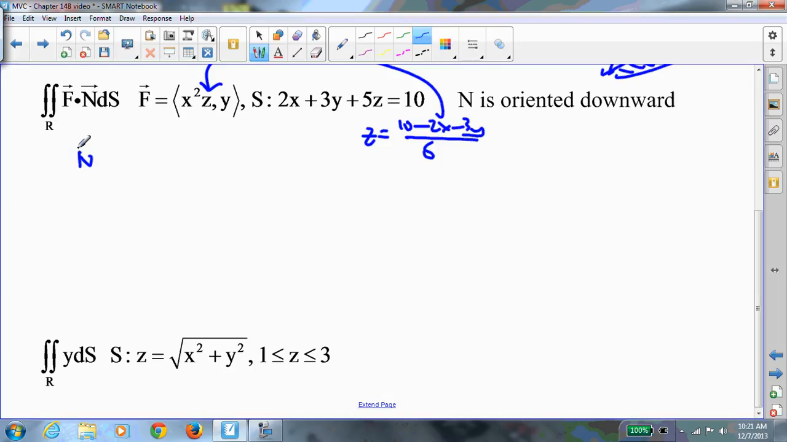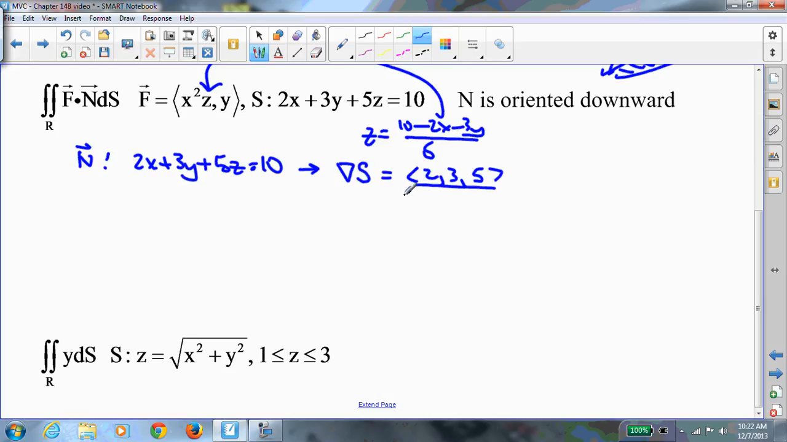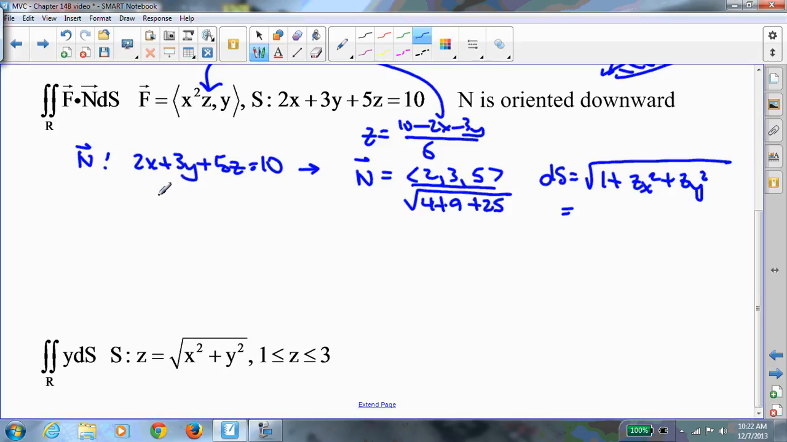Alright, so n is going to be generated from the surface. And my surface is 2x plus 3y plus 5z equals 10. And what I'm going to do is take the gradient. So del of s, let's say, even though that's not correct notation, would be 2, 3, 5. And then normalized, since it's a unit normal. So how about I just call this n then? Divided by the magnitude, the square root of 4 plus 9 plus 25. And then dS is the square root of 1 plus z sub x squared plus z sub y squared. If I solve for z here, I get 10 minus 2x minus 3y over 5. And so this would be the square root of 1 plus negative 2/5 squared plus negative 3/5 squared.